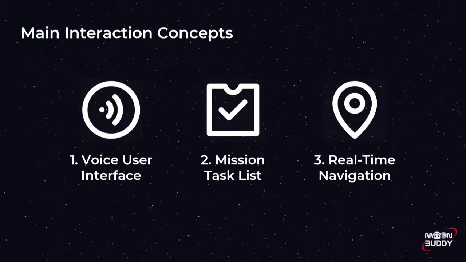Moonbuddy operates on three main interaction components: our voice user interface, mission task list, and real-time navigation. For our VUI, we were primarily interested in how astronauts might have difficulties in using gestures on the moon. You have this really pressurized suit, and you might not have a lot of autonomy in being able to move. So we put on gloves, tried doing a lot of the interactions, and we noticed that the activation was really poor. So we thought it might be interesting to approach this challenge using just voice user interface interactions.